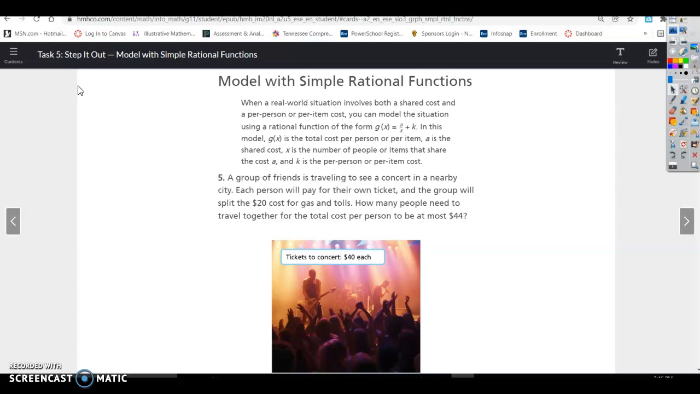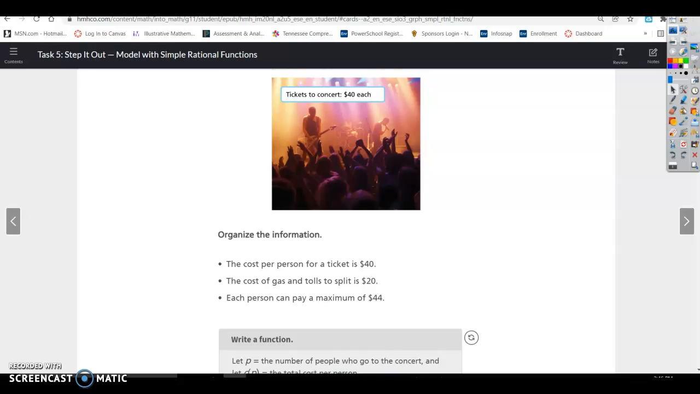A group of friends is traveling to see a concert in a nearby city. Each person will pay for their own ticket, and the group will split the $20 cost for gas and tolls. How many people need to travel together for the total cost per person to be at most $44? All right, so each person is going to pay for a $40 ticket. They're going to have the group share the cost of gas and tolls, which is a total of $20, and each person wants to pay at most, or no more than, $44. That means less than or equal to 44.